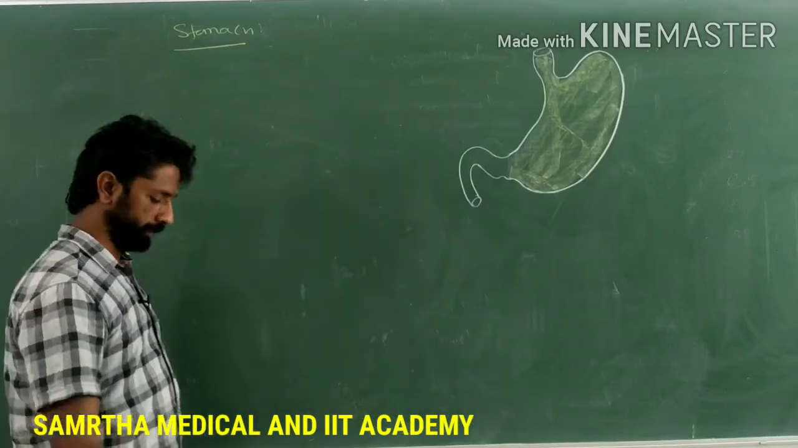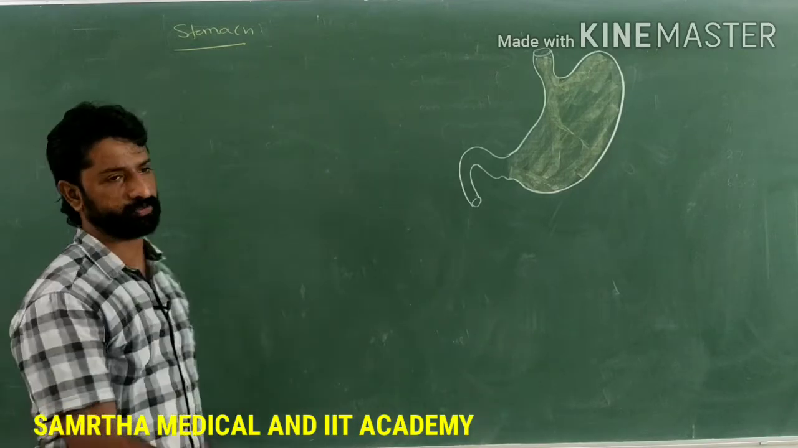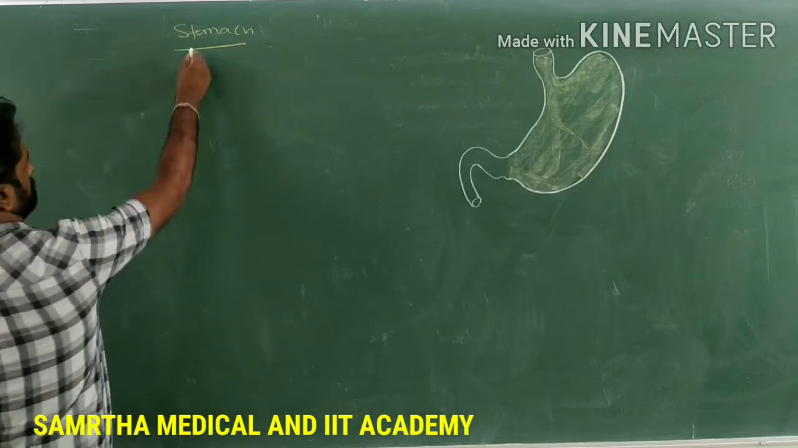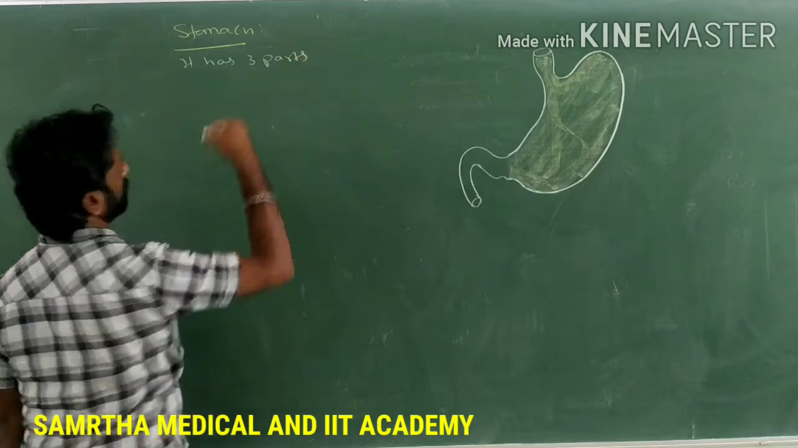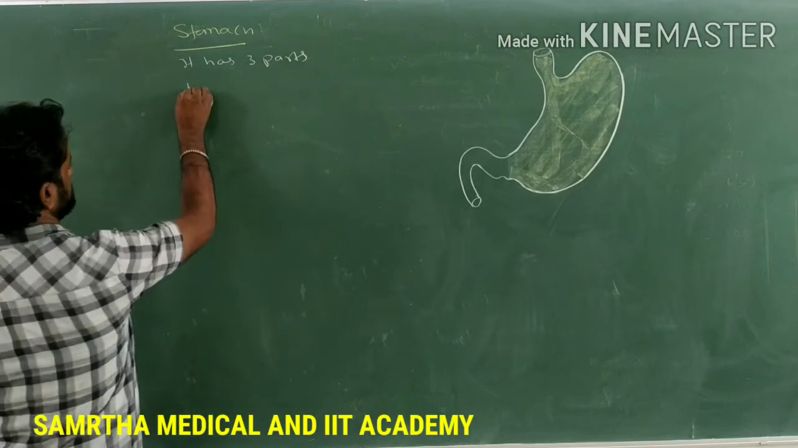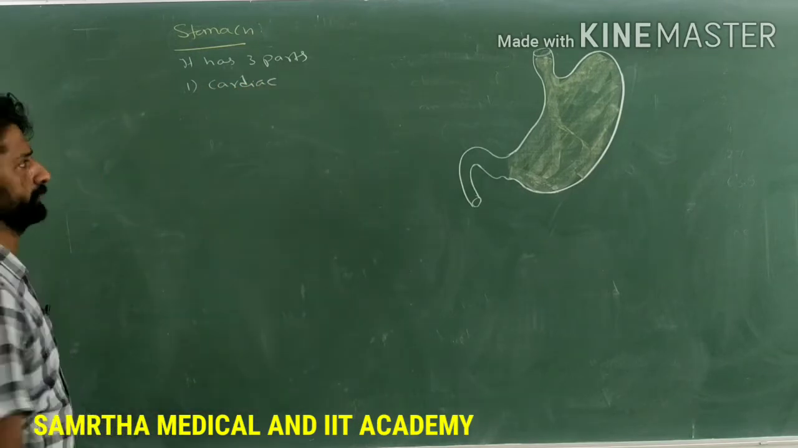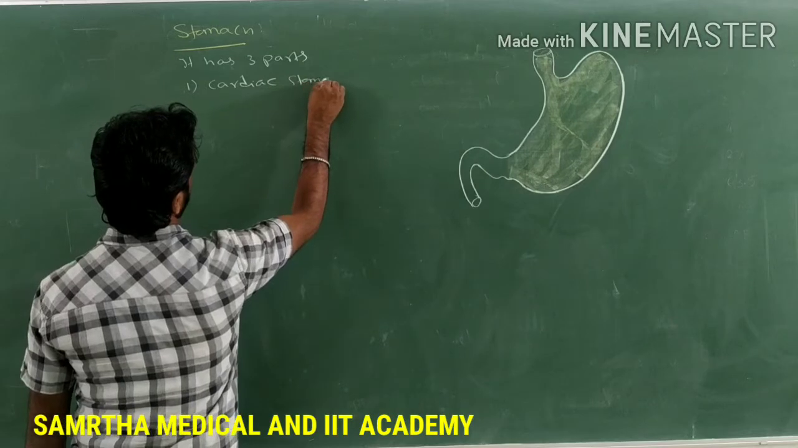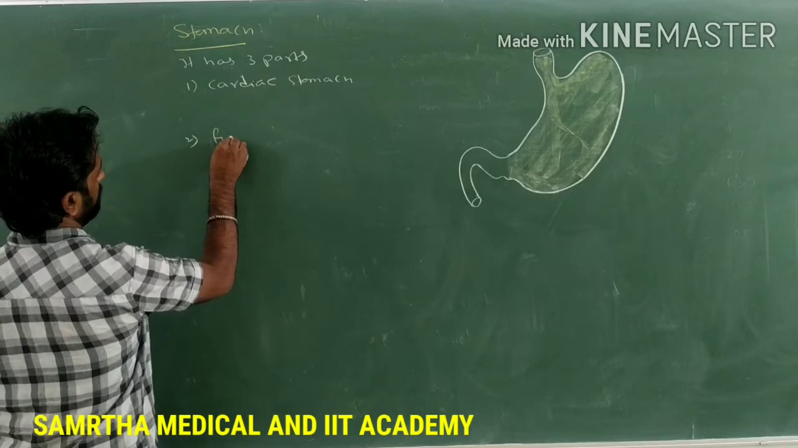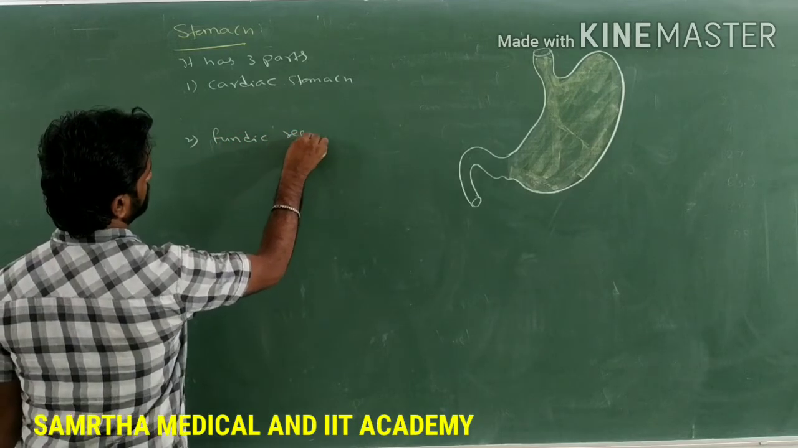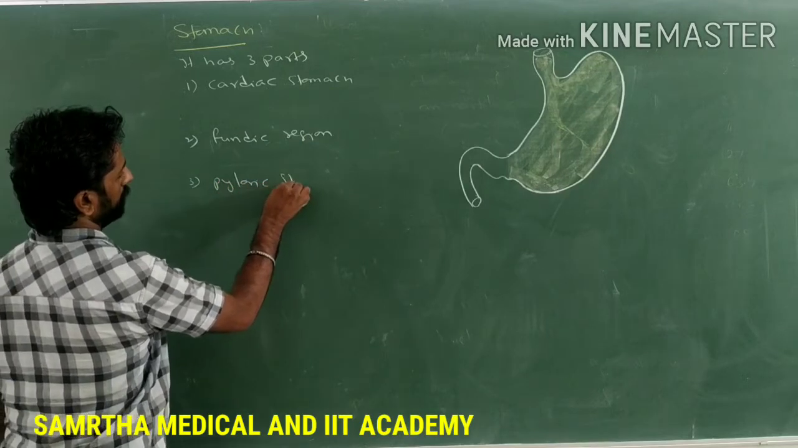So the next part is the stomach, and as you already know, the stomach is a J-shaped muscular structure. This stomach has three parts. What are those three parts? The first one is called the cardiac stomach, the second one is called the fundic region, and the third one is called the pyloric stomach.